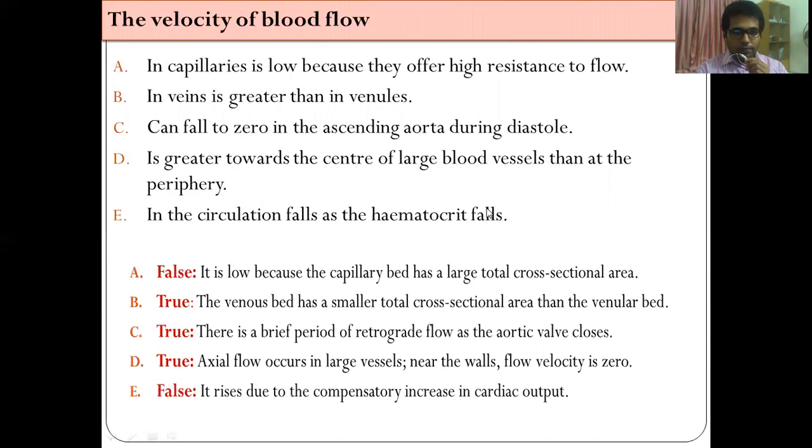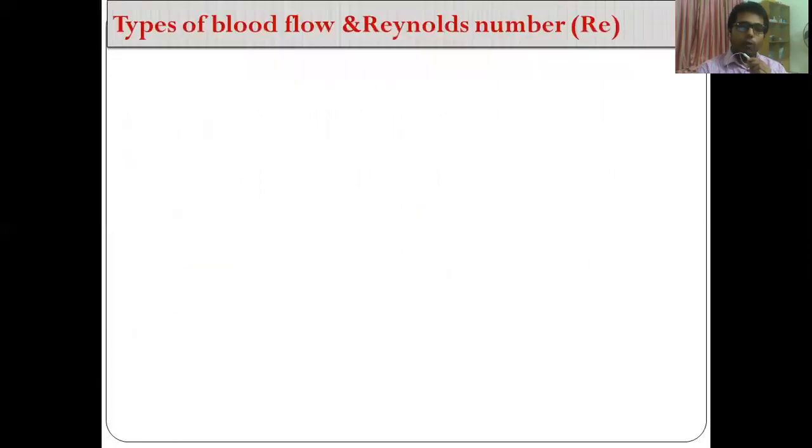Okay, let's check the answers. Option A is false, because the velocity is low since the capillary bed has a large total cross-sectional area, not due to the high resistance. B is true, C true, D true, option E false, because velocity is actually related inversely to the viscosity or hematocrit.